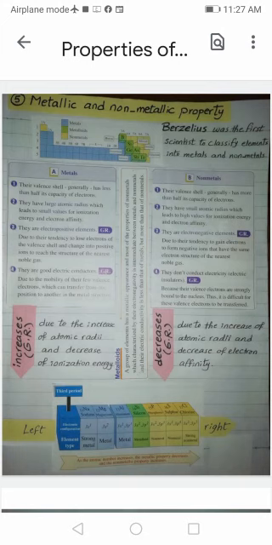Hi Senior 2 students. In this lesson I'll explain fifth and sixth properties of the representative elements. The fifth property is metallic and non-metallic property.